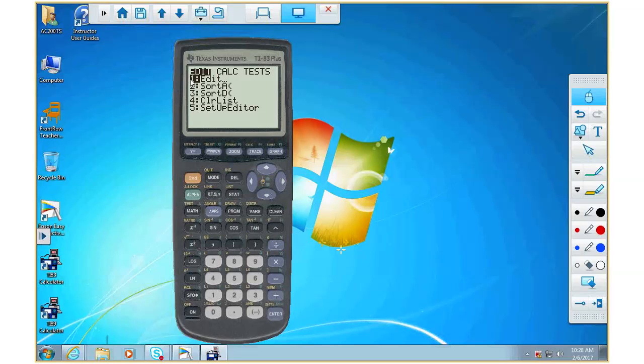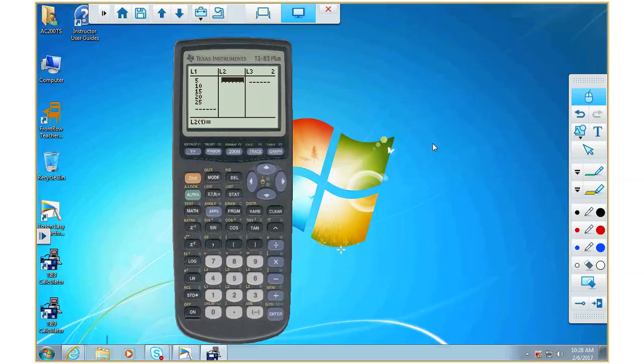So, edit. And you edit. This is just like an Excel spreadsheet. 5, 10, 15, 20, 25. That's the only data you need, so delete this. Delete, delete, delete, delete, delete.